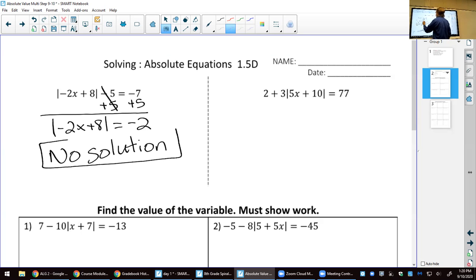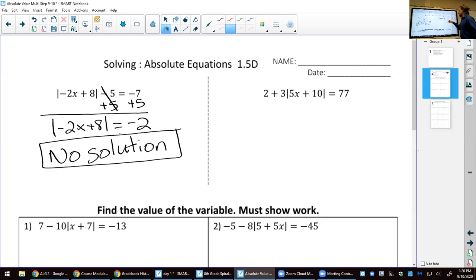Okay, that's the whole thing. Can't do anything else with this. Doesn't make any sense to split it up into two separate equations. If you're left with just the absolute value part on one side and a negative number on the other side, your answer is no solution. You can't solve. Okay? And move on.